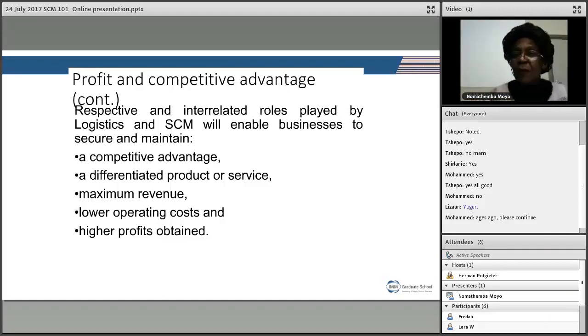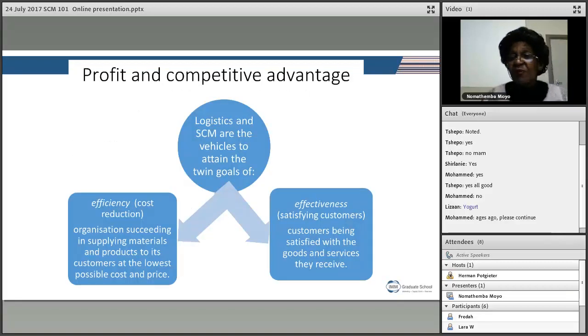Once customers are happy, they will prefer your product. And if they prefer your product, they will buy more from you. As a result, this maximizes your revenue. Because of the coordination and these people working together and planning, the costs will be reduced. And if costs are reduced and revenues are high, then profits become higher.